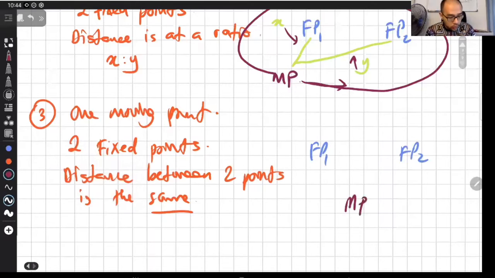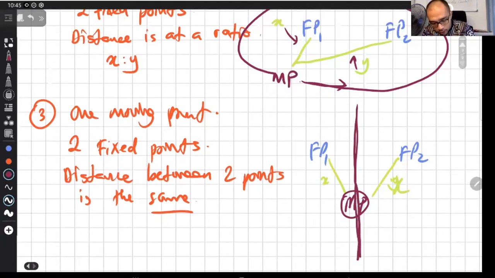So whatever it is, the distance needs to be the same. Here and here, it's the same distance. I'm going to call this x and x. Now, the only way that this moving point can move and maintain that same distance is to be the midpoint. Is to be the, what do you call this? A perpendicular bisector.